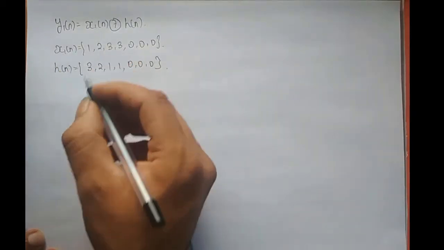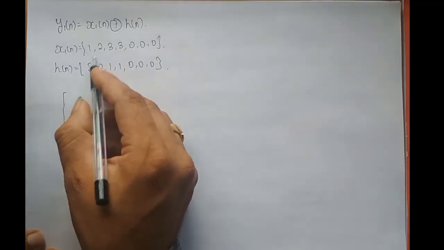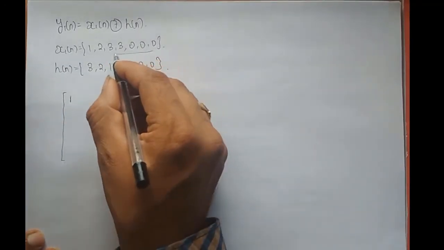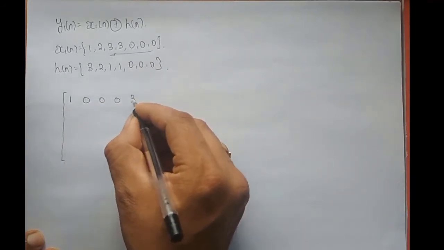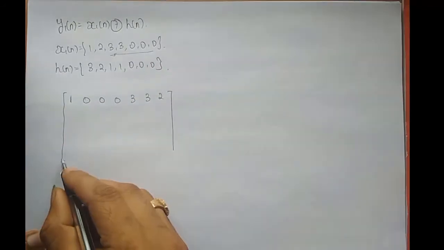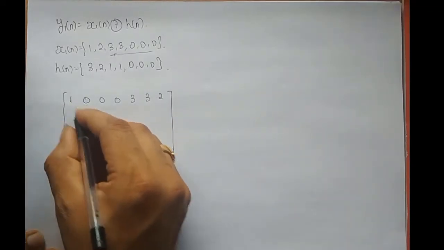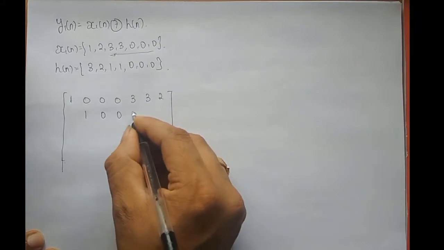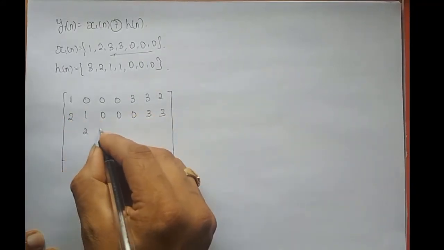So I will convert x1 of n into matrix. So how do we get the first row of the matrix? Retain the first sample as it is, rest of the samples come from the opposite direction, 0 0 0 3 3 2. So how do we get the successive rows? Circularly shifted right. So this 1 comes here, 0 0 0 comes here, 3 3, and 2 goes back here, and 2 1.